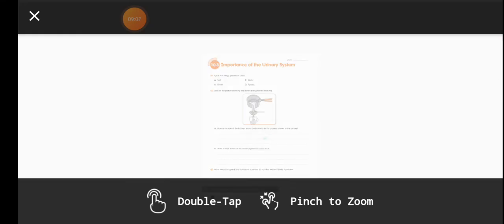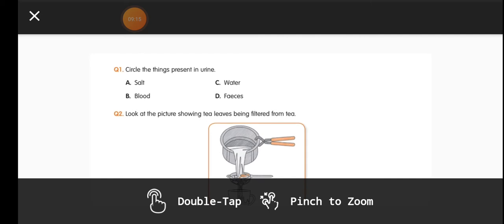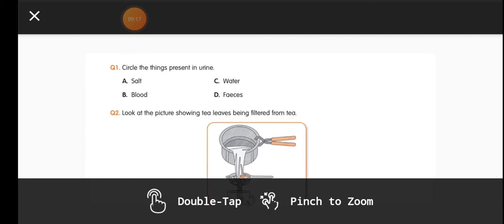Now, you see what are the questions given in 10.3 in your worksheet. You can see here, circle the things present in the urine. Which things are present in the urine? Does the salt present in the urine? Yes, obviously. So circle that.